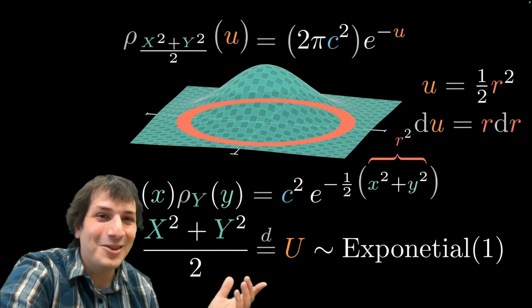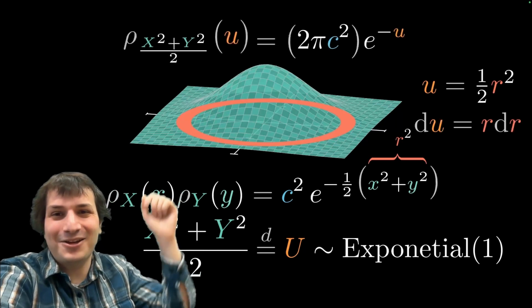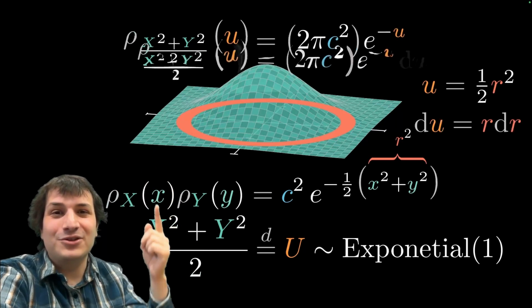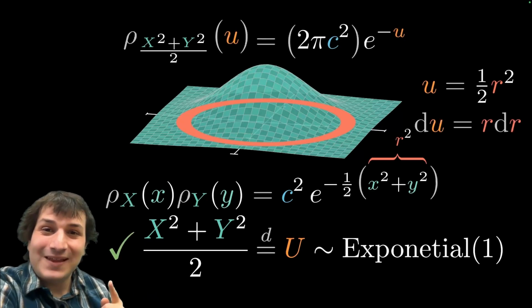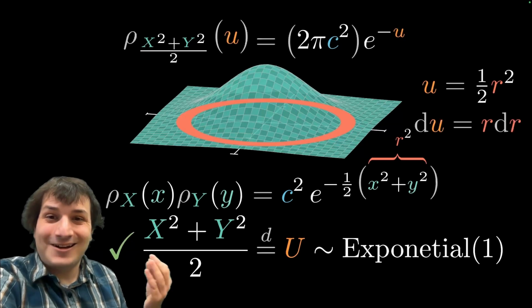But wait a second, e to the minus u, that's the density function for an exponential. So what we've proven, this calculation shows that x squared plus y squared over 2 must be an exponential. That's what we wanted to show. Very nice fact. We can now finally figure out what the constant c has to be.